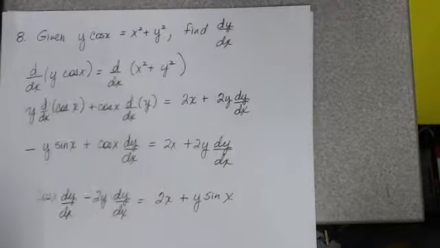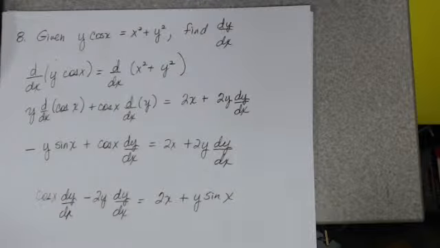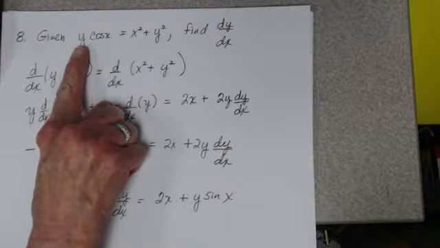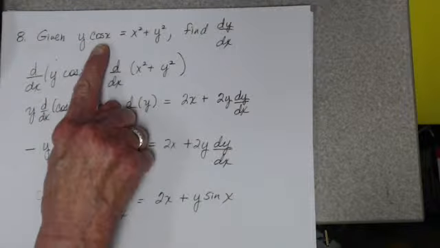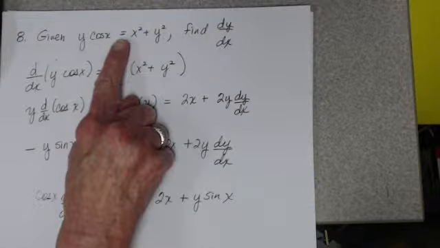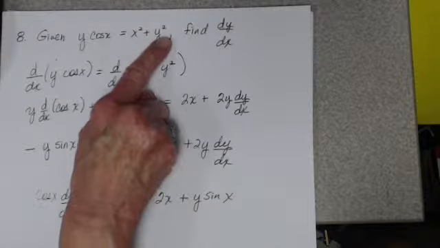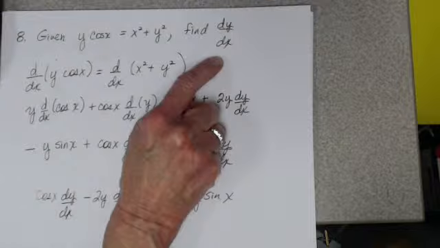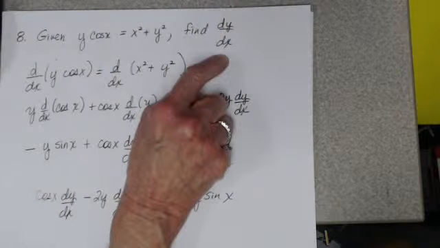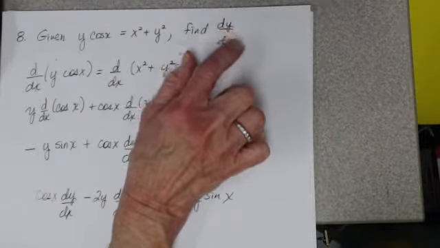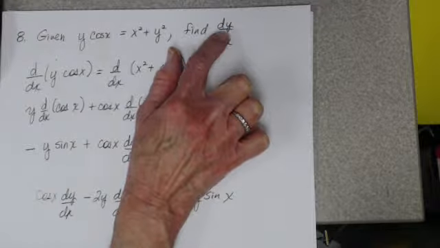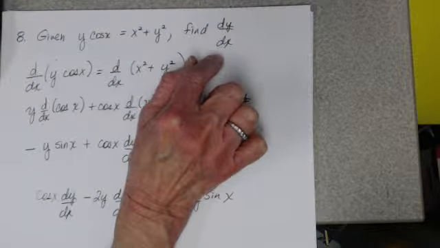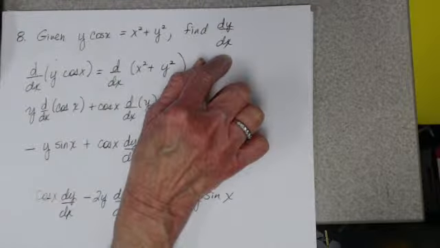Now, last but not least, my response to question of the day 8. I'm given the following equation: y times the cosine of x is equal to x squared plus y squared, and I am to find the derivative of y with respect to x. And this notation is real important. You're going to find the derivative of y, and y is to be assumed here to be a function of x.